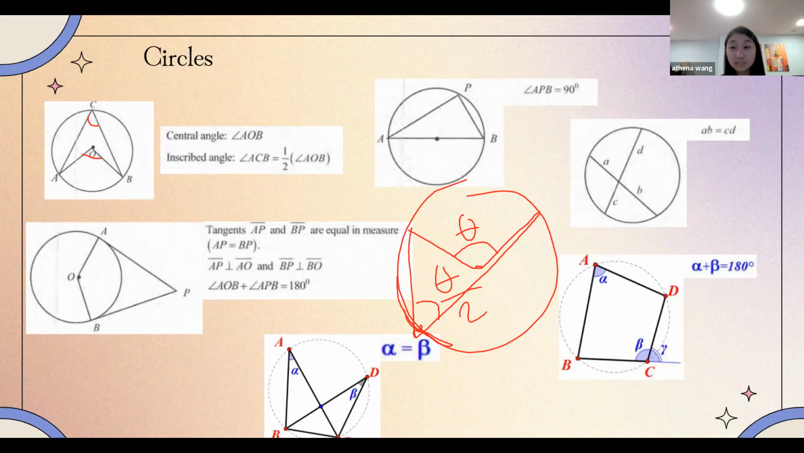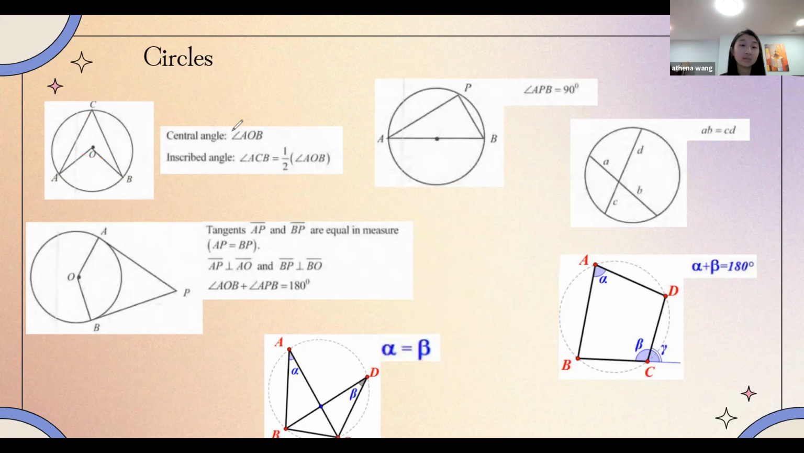So sometimes when you need to angle chase, which, if you don't know what the term means, is just finding a bunch of angles so that you can find a pattern, or maybe you just want to find one angle, it's easier to angle chase. Then you can just use that, because a lot of the hard geometry problems use circles.